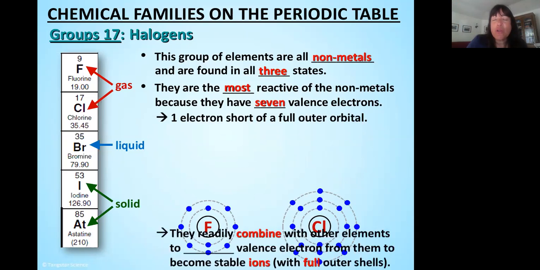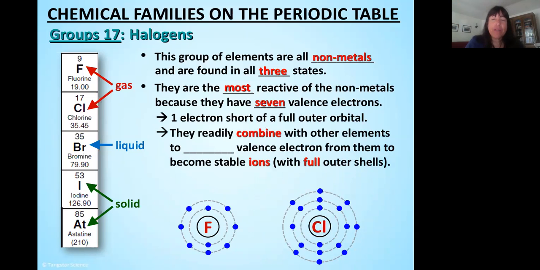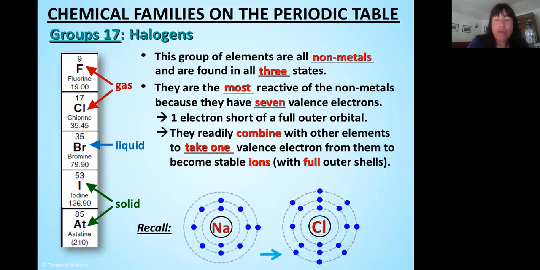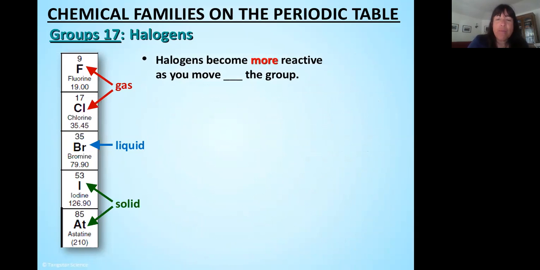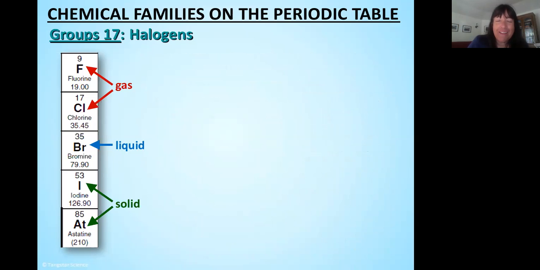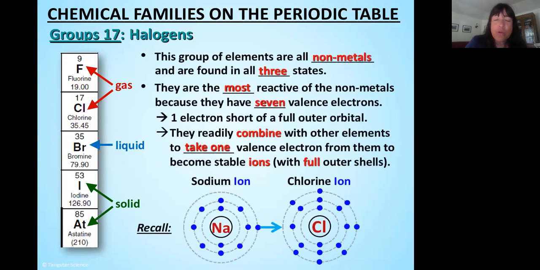They're 1 electron short of a full orbital, and they readily combine with other elements to take 1 valence electron from them to become stable ions with full outer shells. So I wanted to remind you, recall that when we talked about sodium and chlorine together, chlorine grabbed that electron away from sodium, and that's what we see.